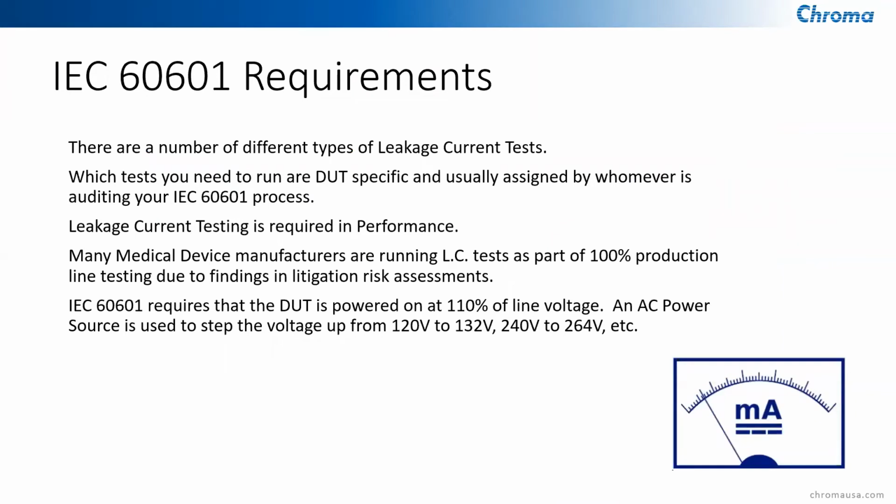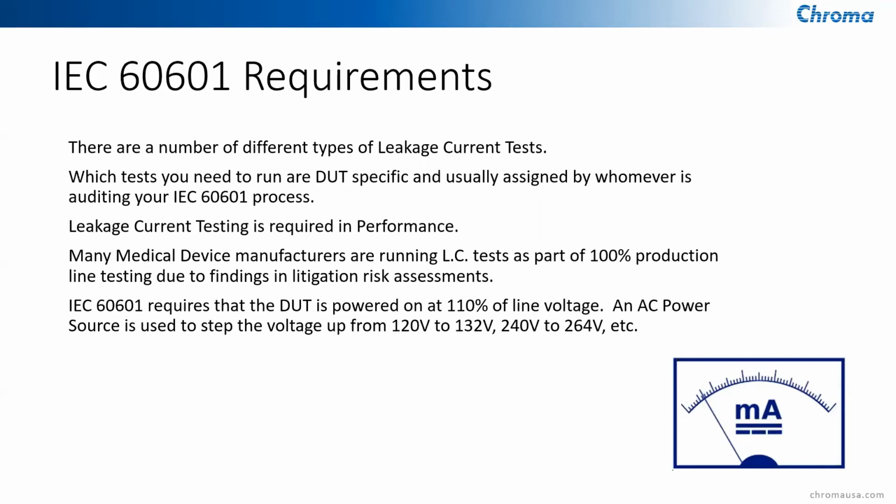And now we go back to 60601 and how leakage current testing is tied into the standard. There are a number of different leakage current tests. Which specific leakage current tests you need to run are DUT specific and usually assigned by whomever is auditing your 60601 process. Leakage current testing is required in performance, but many medical device manufacturers are running leakage current tests as part of 100% production line testing due to findings in litigation risk assessments.